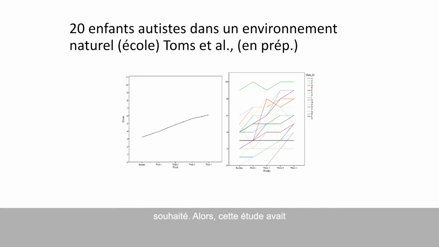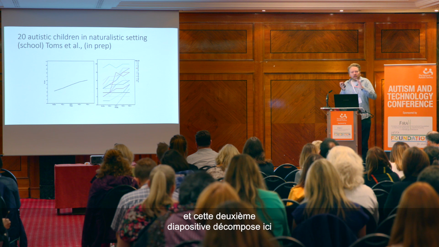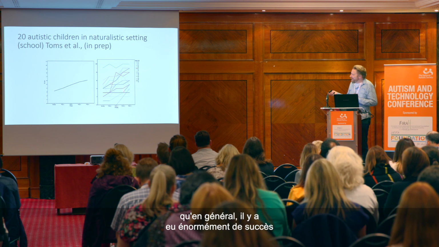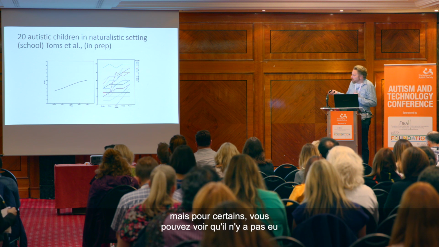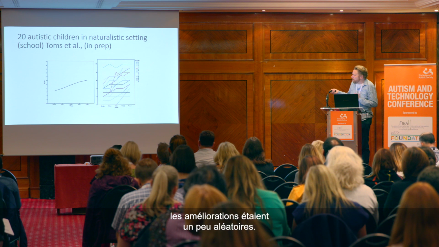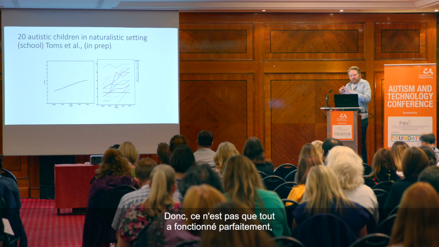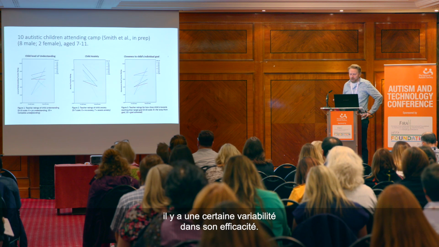So for whatever, this study had 20 autistic children, and overall there was an increase in the desired behaviour that the social story was trying to address. And this second slide here breaks down the 20 different results to show you that it is a bit messy. Overall, it's hugely successful, but for some you can see there was no improvement, and sometimes the improvement's a bit random. So rather than just show, oh yeah, it works perfectly, there is variability in how effectively it works.